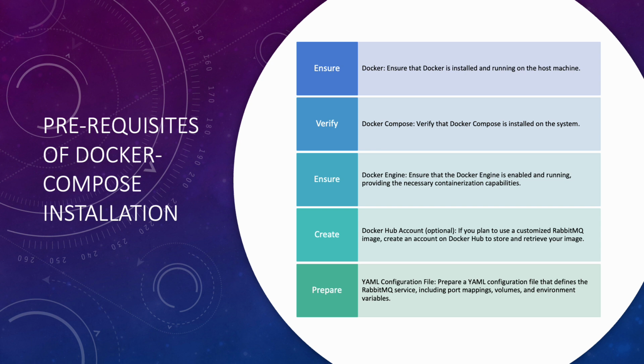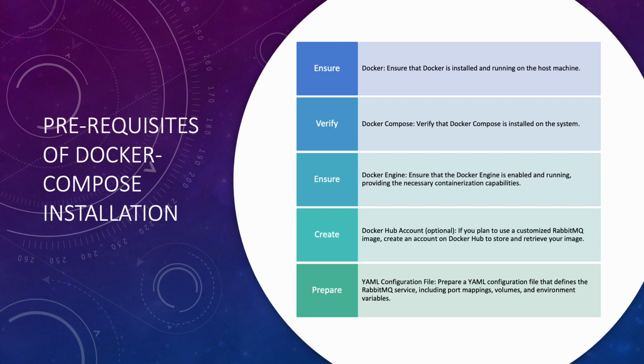Docker Engine. Docker Engine is the underlying technology that provides containerization capabilities. Make sure Docker Engine is enabled and running on your machine. Docker Hub account, optional if you plan to use a customized RabbitMQ image. Create an account on Docker Hub. Docker Hub is a public repository where you can store and retrieve Docker images.